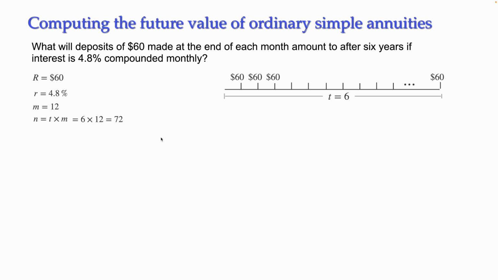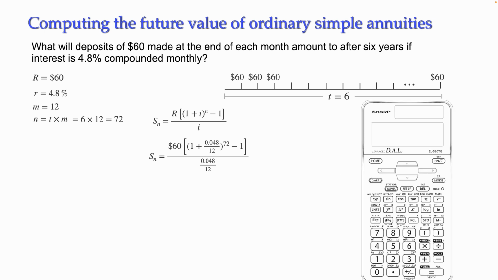So let's do it. The future value Sn, this is the formula, Sn equals R multiplied by (1 plus i) to the power n minus 1, divided by i. So that gives me Sn equals 60, open bracket, (1 plus 0.048 over 12) to the power 72 minus 1, and divided by i, that is 0.048 divided by 12 again. You can use a calculator for doing that. And obviously, I'm going to be showing you how to use a scientific calculator for doing that.